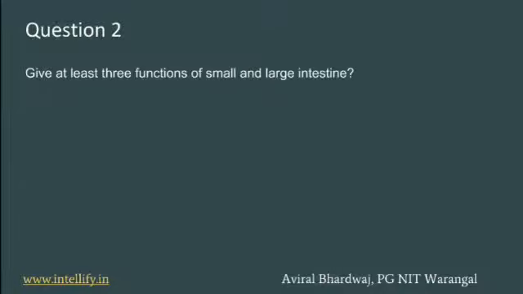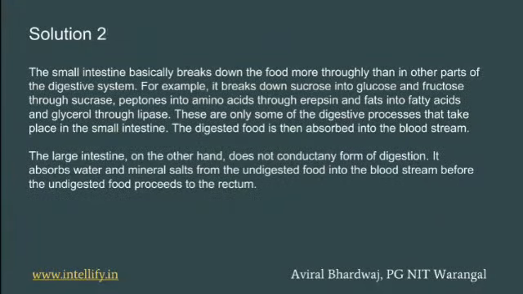Next question is: give at least 3 functions of the small and large intestine. The answer is that the intestines are used to supply the food into the body. There are two pipelines, like the small pipeline and the large pipeline. The small intestine breaks down the food more thoroughly than the other parts of the digestive system. For example, it breaks down sucrose into glucose and fructose.